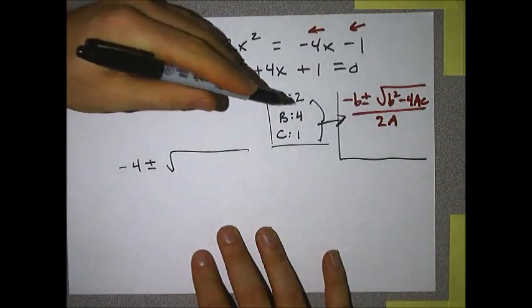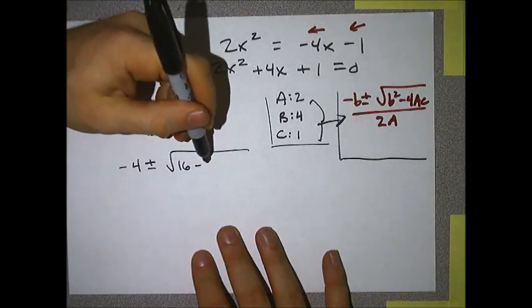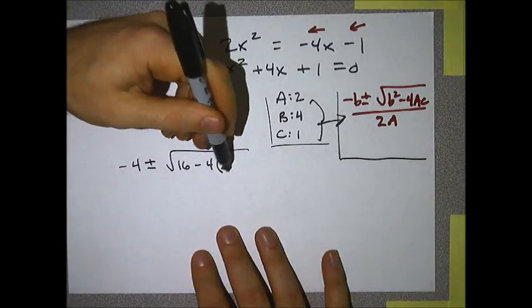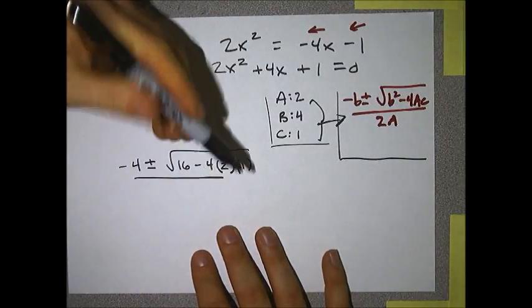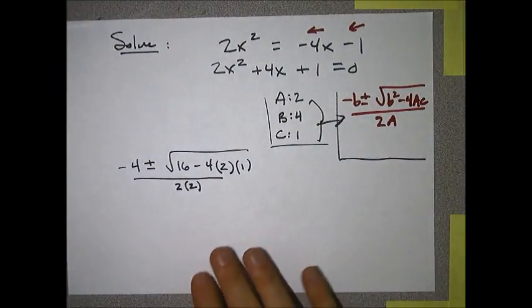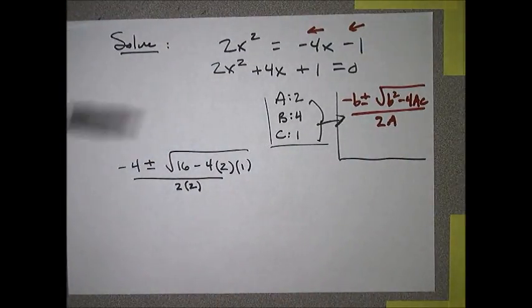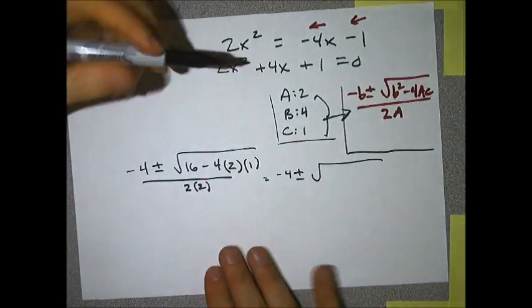In this case, b squared would be 16, minus 4 times a times c, all of this over 2 times a. So moving forward, this would be negative b plus or minus the square root of.